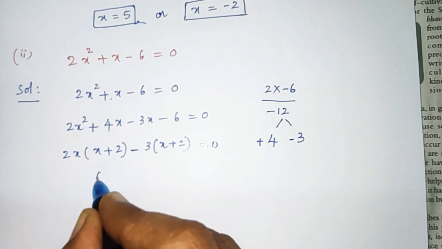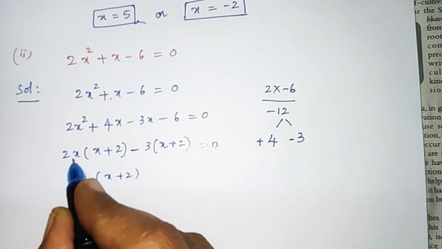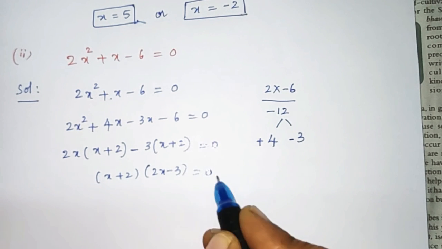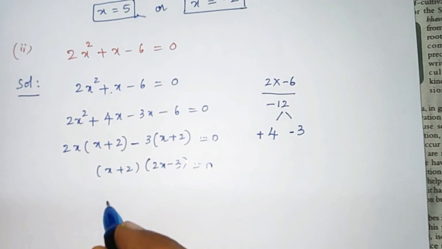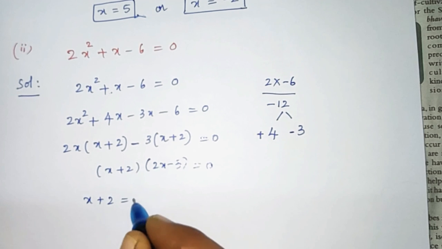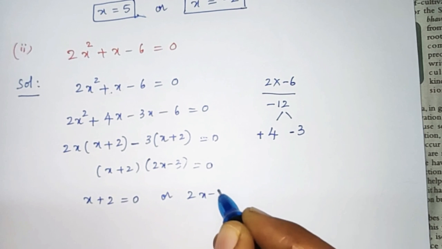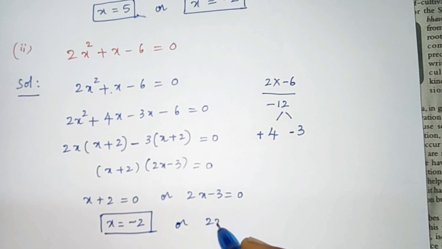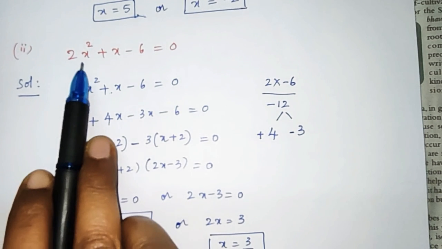So we take out the binomial x plus 2 and the other terms, that is the remaining, in another bracket, that is 2x minus 3 is equal to 0. So the product of these two binomials is 0. That means either x plus 2 must be 0 or 2x minus 3 must be 0. So x is equal to 0 minus 2, that is minus 2. Otherwise 2x is equal to 0, shift the 0, plus 3 is 3. x is equal to 3 by 2. So these two are the roots for the given quadratic equation.